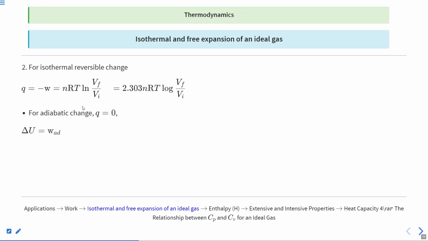Now suppose we take a different process, that is adiabatic. That means Q is equal to 0, because we have said that adiabatic means the heat exchange taking place is 0. Therefore delta U is equal to W adiabatic, where W ad means work done in adiabatic conditions. Clear?